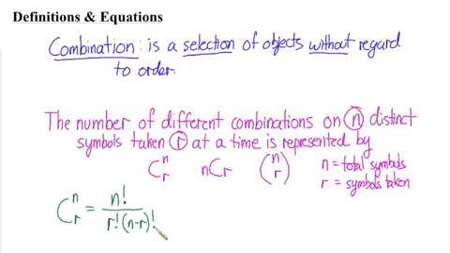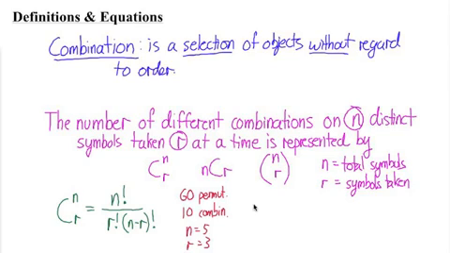Let me show you an example of how this works. On the first page, we saw that there were 60 permutations for the letters A, B, C, D, and E. But if I only took them three at a time, however, there were only 10 combinations. So in this case, n is equal to 5, and r is equal to 3. Remember, I have 5 total symbols, but I'm only taking 3 at a time.